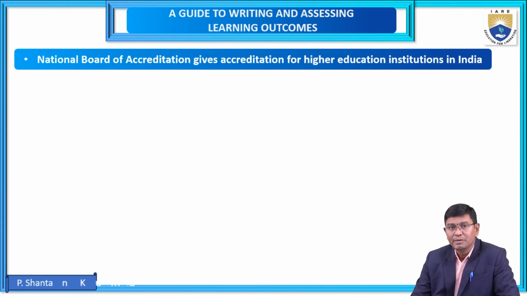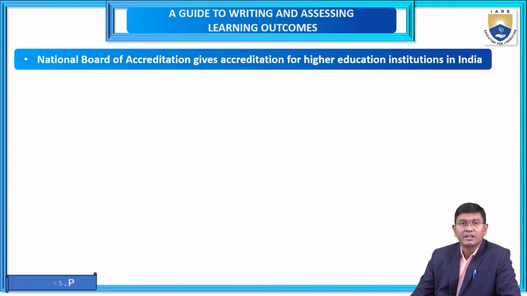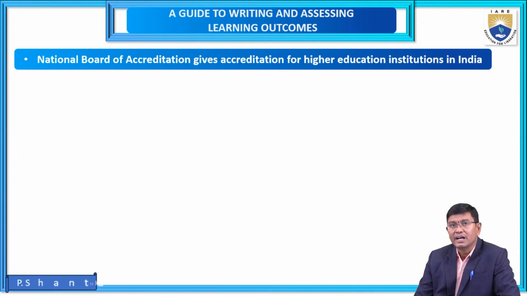Here, actually, what is the meaning of NBA? NBA is mandatory for every engineering organization. It is required to follow. Based upon the NBA accreditation only, we are going to survey the colleges, the standards and everything. It is understood. NBA means the National Board of Accreditation, which gives accreditation for higher education institutions in India.